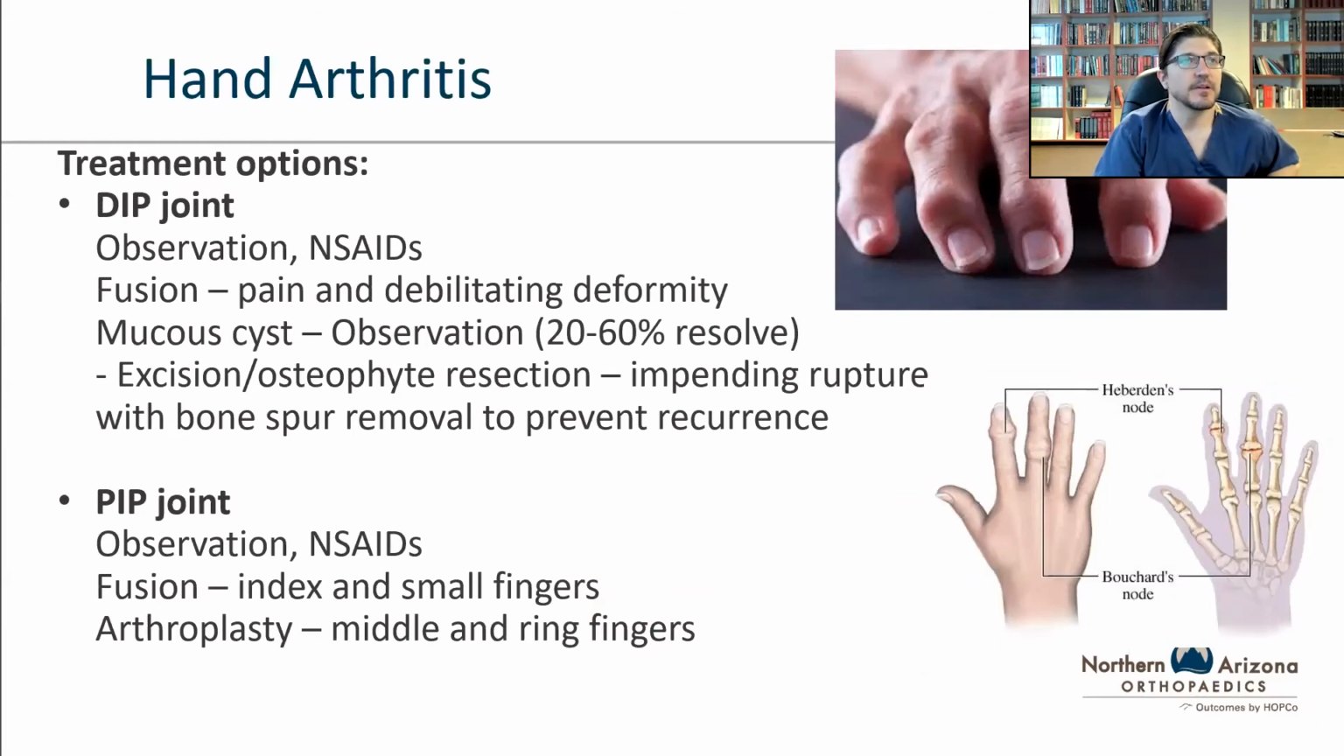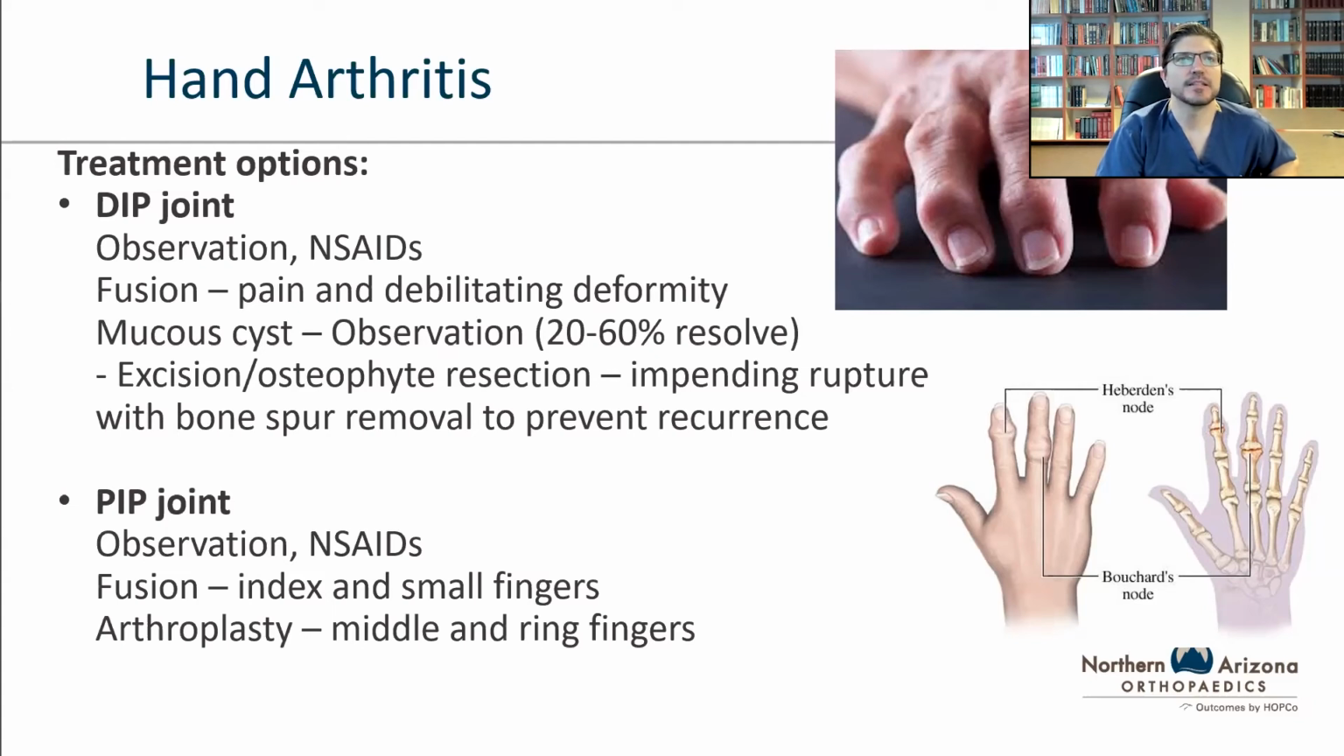The mainstay treatment for DIP joint arthritis is conservative. We observe these. We treat these with anti-inflammatories, occupational therapy, paraffin baths, Epsom salt baths, and steroid injections occasionally. If there is significant debilitating pain, we'll fuse these joints into a good position so that they're strong and usable, functional. They will lack motion though.